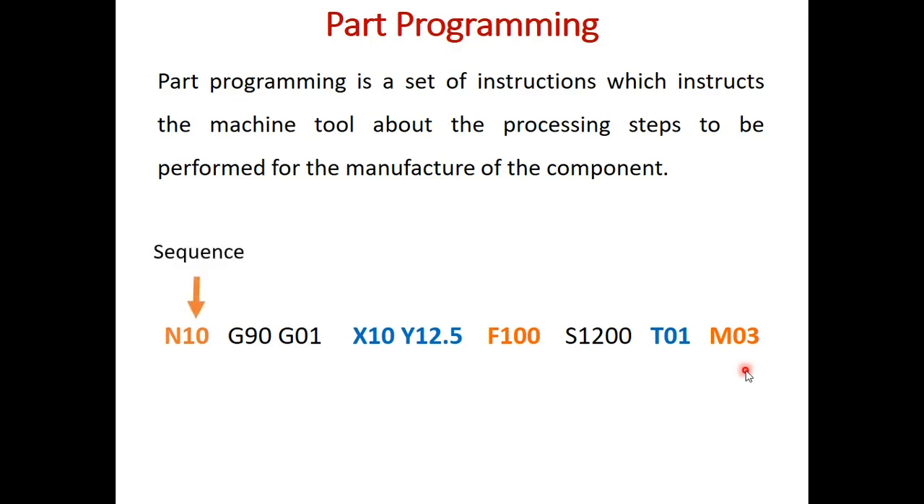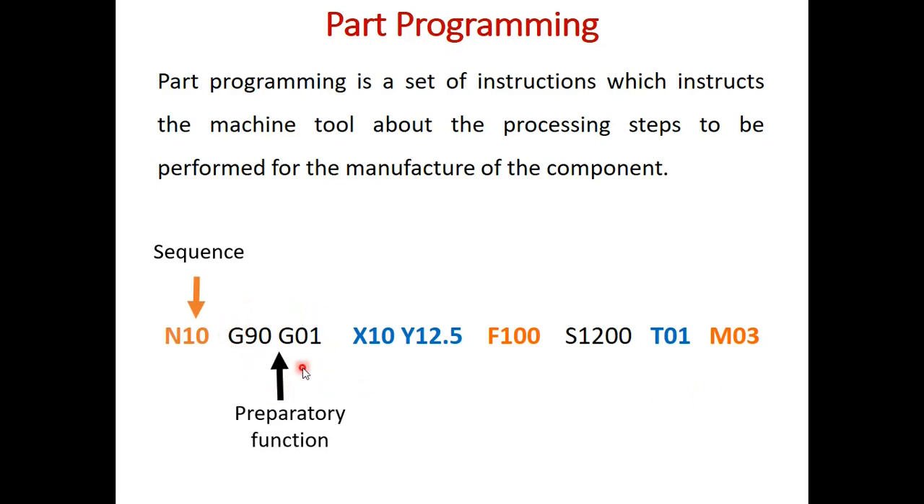So what do you mean by N10? This is the starting of the line of the part program. N10 is nothing but the sequence number. N10 is a line containing this part of the program. Then again I can have N20, which is the next line of the program. G90 and G01 are all preparatory functions.